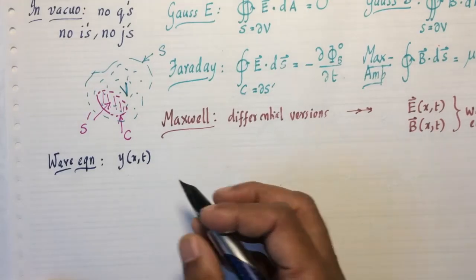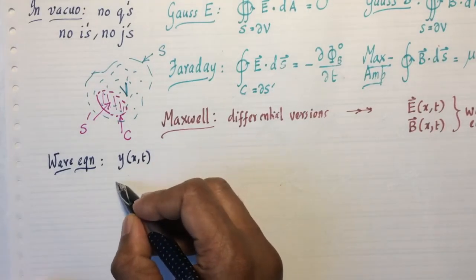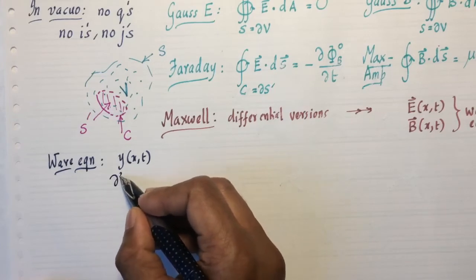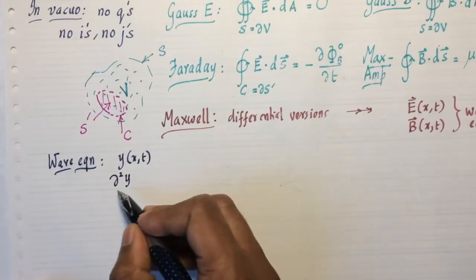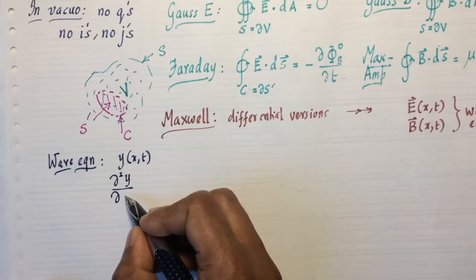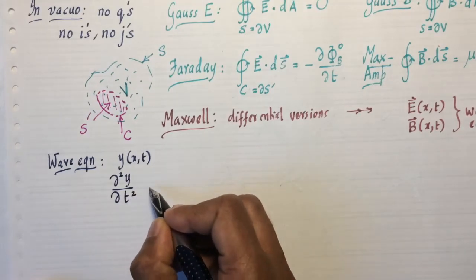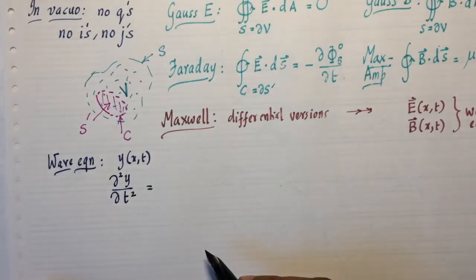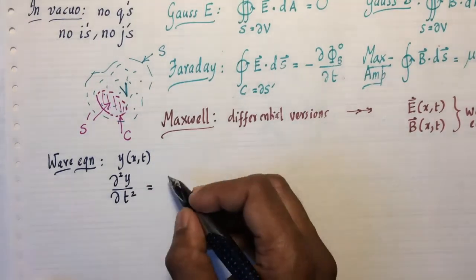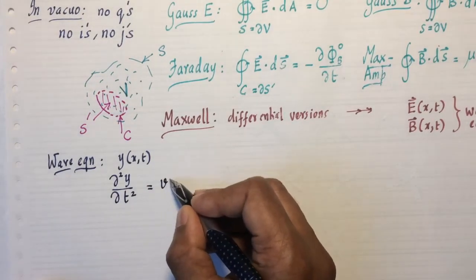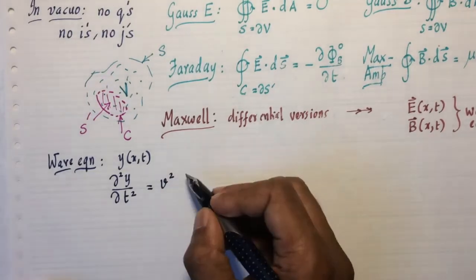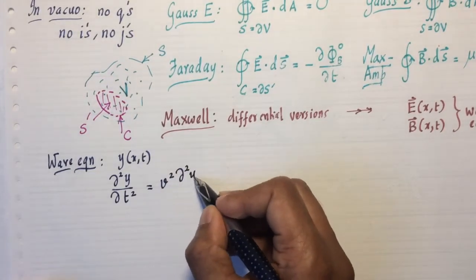Now, a wave equation is anything that satisfies the following partial differential equation. So it's the rate of change of the acceleration of the wave in this way. Del 2y over del t squared is going to be the speed of the wave squared times del 2y over del x squared.